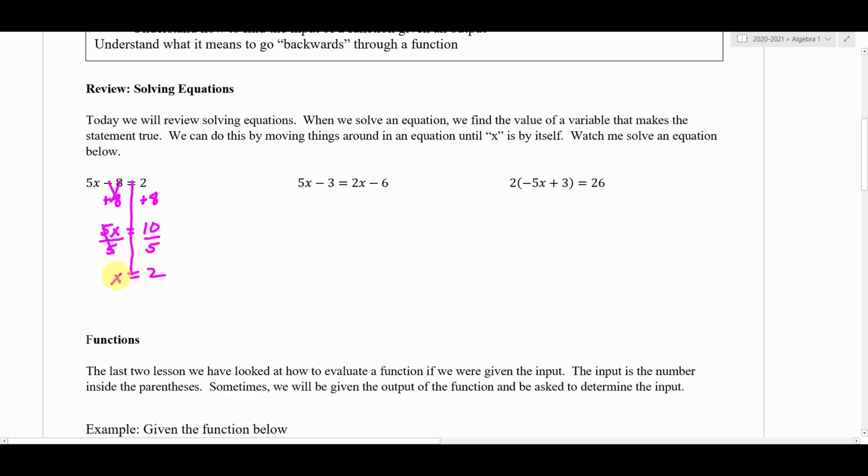Right, so now we're done, right? Because x is by itself, we have figured out that x must equal 2, but I want to test it real quick, right? If I were to plug a 2 back into my original equation, remember we had 5x minus 8 equals 2. So I'm going to plug a 2 in and see if it works, right? So this will be 5 times 2 minus 8 equals 2. Well, 5 times 2 is 10. And then 10 minus 8 is 2, right? So we get 2 equals 2. So that makes a true statement. So that's how I know I got the right answer.